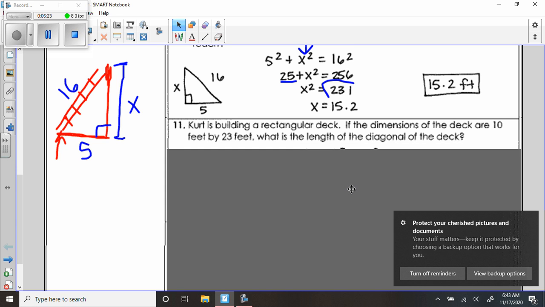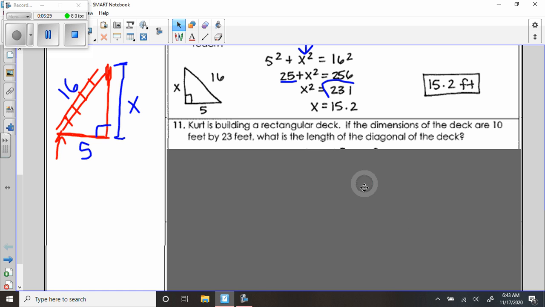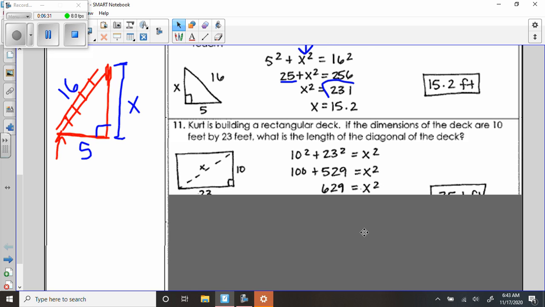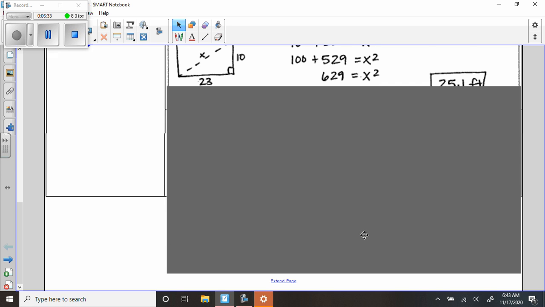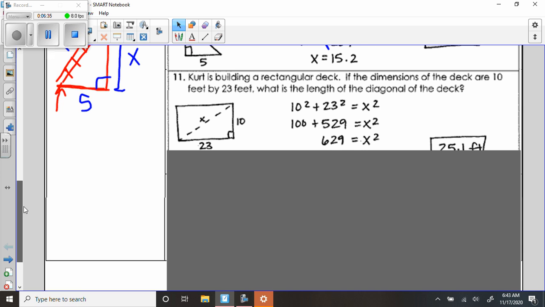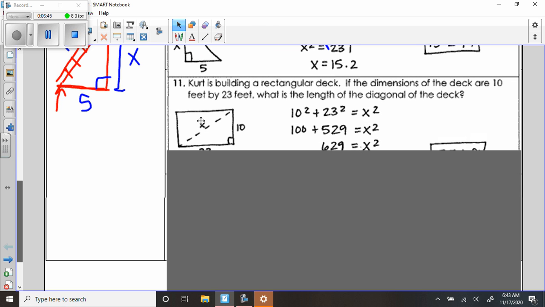Kurt is building a rectangular deck. If the dimensions of the deck are 10 by 23, what's the length of the diagonal? So here is my rectangular deck, 10 by 23. The diagonal is always the hypotenuse. So there is me trying to find the diagonal. The diagonal always goes through the middle. So you are finding a C on this one.